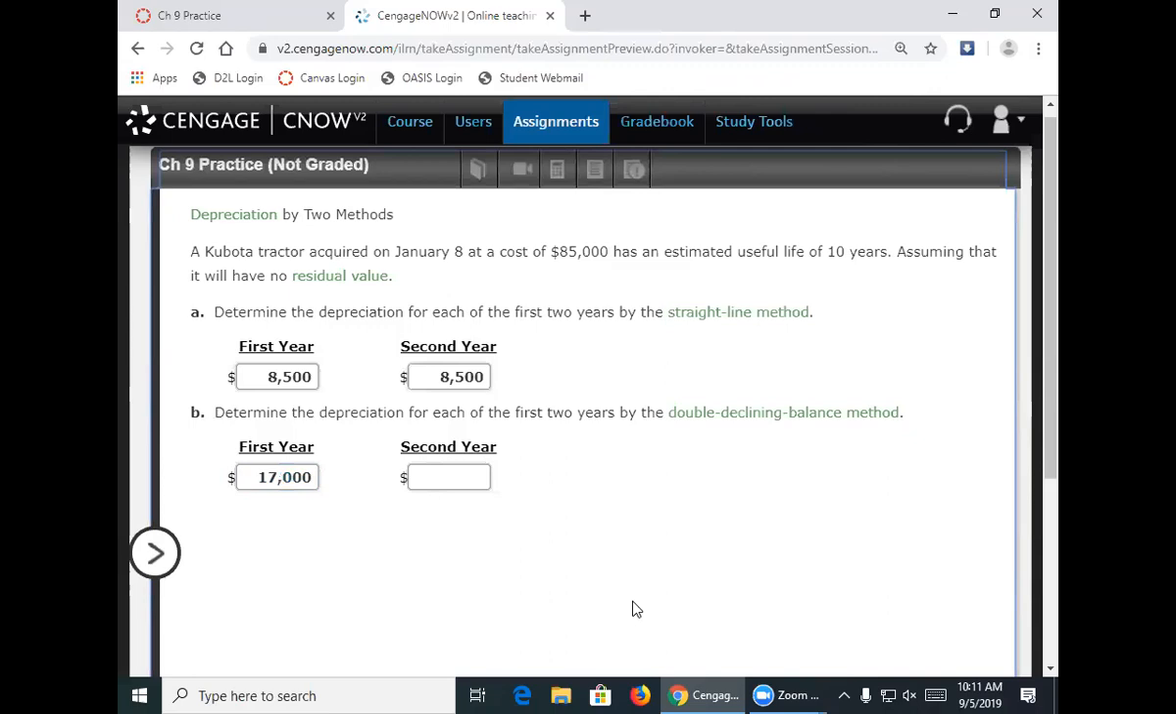Now this one, we didn't have a residual value, but just so you know, when you're dealing with double declining balance, you don't really worry about the residual value when you're doing these calculations. As you can see, if it did have a residual value, my cost would still be the $85,000. Okay.